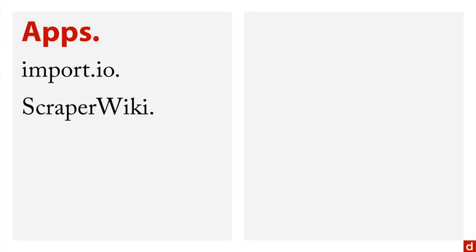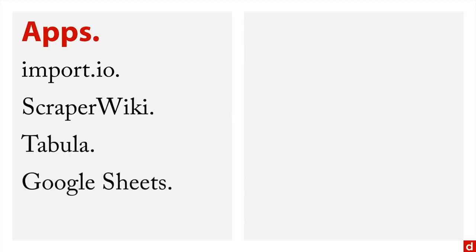Now, if you want to scrape data, there's a couple of ways to do it. Number one is to use apps that are developed for this. So for instance, import.io is one of my favorites. It's both a web page, that's its address, and it's a downloadable app. There's also Scraper Wiki. There's an application called Tabula, and you can even do scraping in Google Sheets, which I'll demonstrate in a second, and Excel.